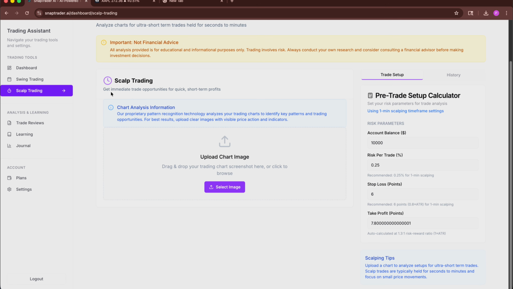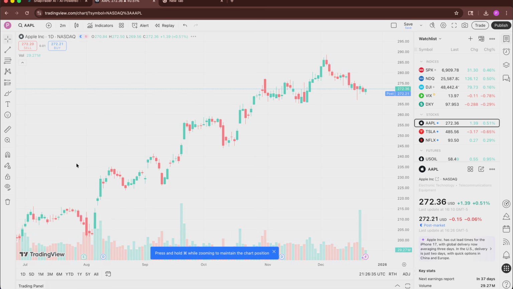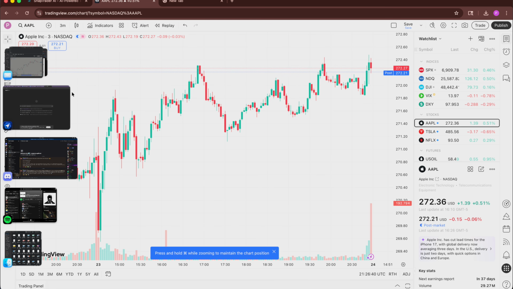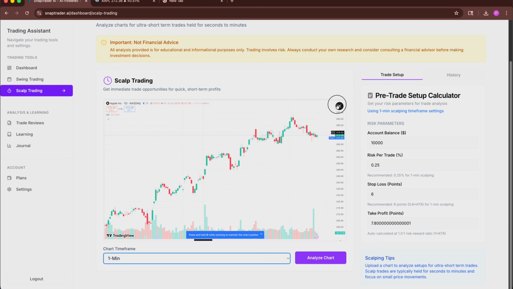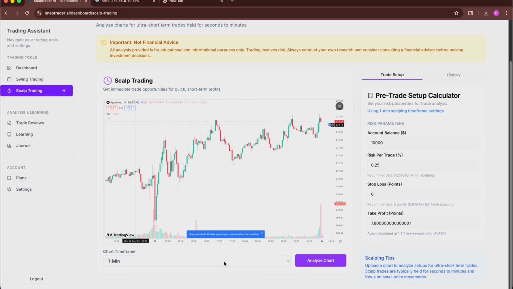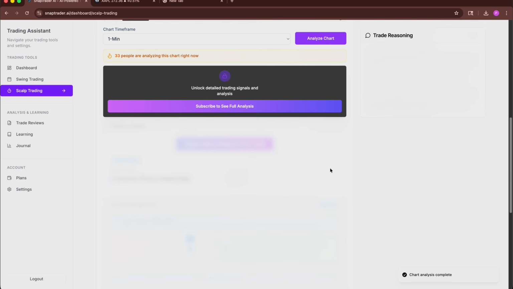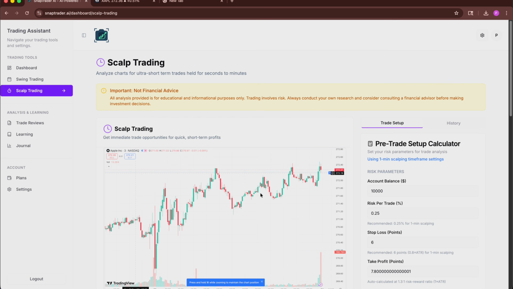Now we can look at the scalp trading. Immediate trade opportunities for quick and short-term profits? That's pretty crazy. We can switch the chart over to the 1 minute time frame and take a screenshot here. Now let's give it back to the AI. The chart will analyze again, and it'll give you full details based on the trade outcome as well as markers.